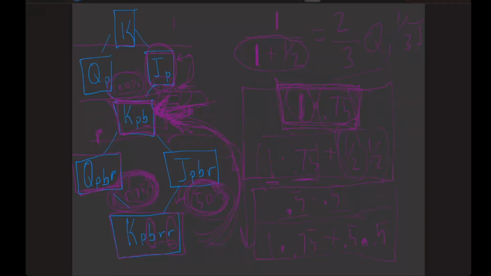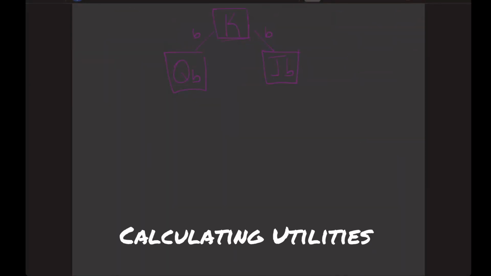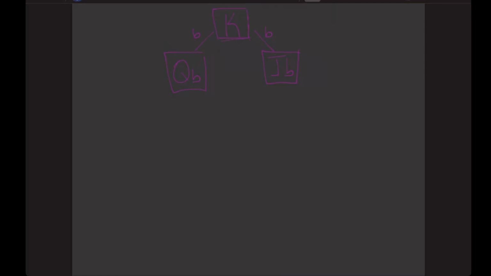Okay. Now I want to talk about calculating utilities. Professor Bryce described this as a bottom-up approach. You would do it on the upward traversal of the tree. So you traverse down the tree, and then on the way back up, you would calculate utilities.